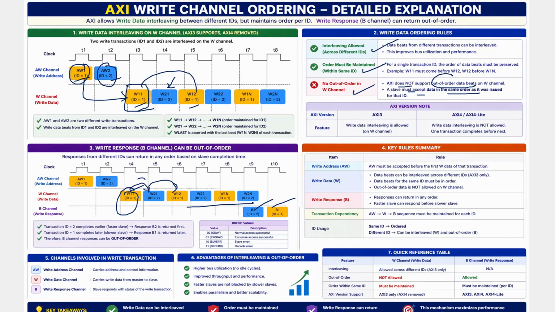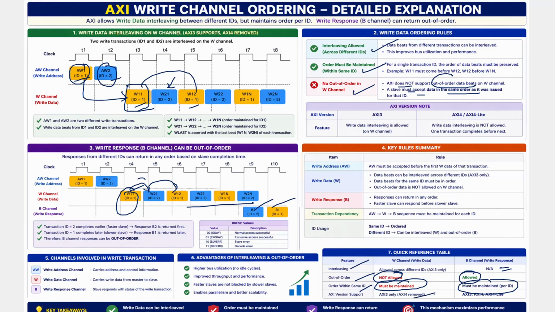What are the features? Quick reference: interleaving is allowed in the AW write address channel, and the B channel response is not available here because interleaving is there. Out of order is not allowed, and then the B channel is allowed. Response may come in any order, and out of order within the same ID. That means we need to maintain the same ID, then only will we get the same order maintained. So it must be the same ID and then the same order.